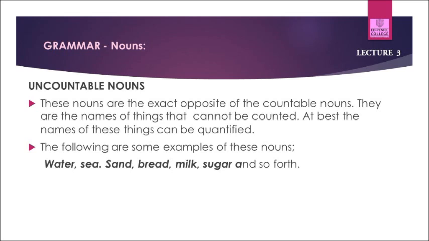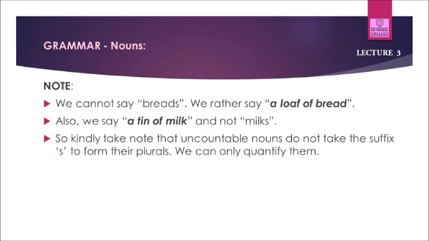Now, when you look at the uncountable nouns, they are the exact opposite of the countable nouns. They are the names of things that one cannot count. At best, we quantify these nouns. So you can say a cup of tea, a loaf of bread, a tin of milk, a tin of sugar. You can't say breads, you can't say milks, we can't say sugars. Take note of that. We quantify these types of nouns.